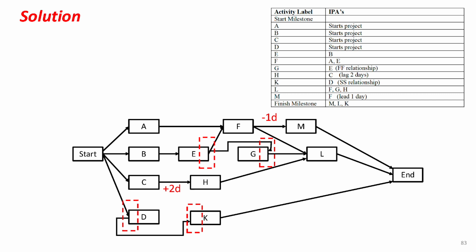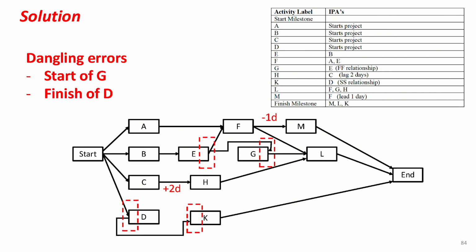Let's go back to the network and find the dangling errors. The first one is at the start of G. This activity is missing a head arrow coming to the start of the activity. To fix this, we add a finish-to-start link from the finish of the start milestone to the start of G. There's another dangling error in the network. Can you spot it? It's activity D, which has no tail arrow at the end. This error can be fixed by adding a finish-to-start link from D to the finish milestone.